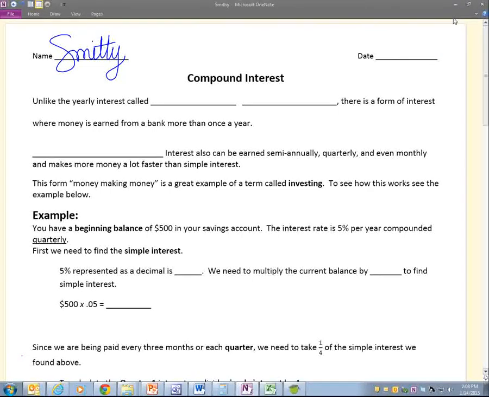Compound interest. Yesterday we did some easy, simple interest. Today we're doing some compound interest. So, unlike the yearly interest called, what is it? Simple interest.